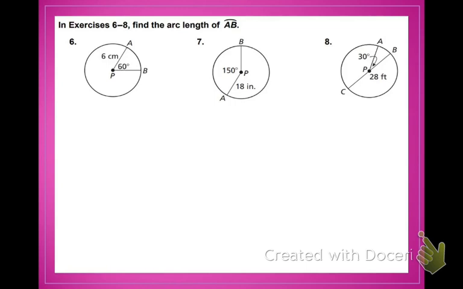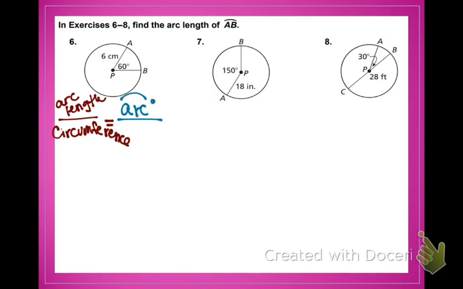So it says find the arc length. If you remember, we had 2 fractions equal to each other. What was in the top of the first fraction? Arc length. And then on the bottom, circumference. Good. So I would write this down. And then our second fraction, what went on the top? The arc measure over 360. So a piece of the circumference over the entire circumference. A piece of the 360 over the 360.